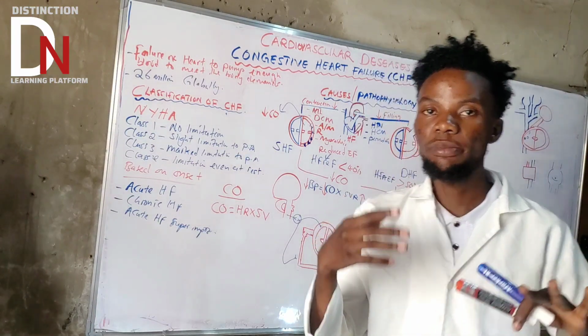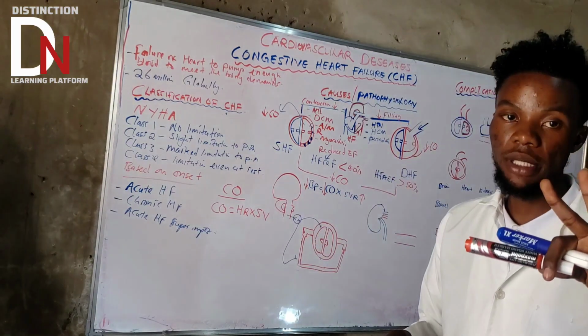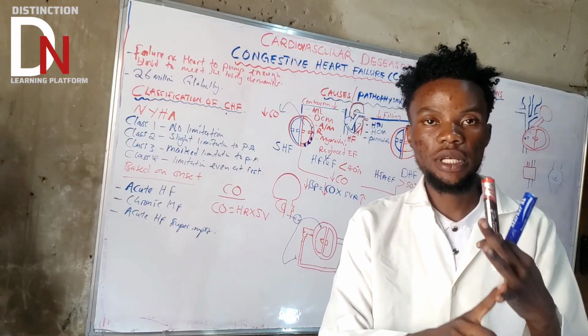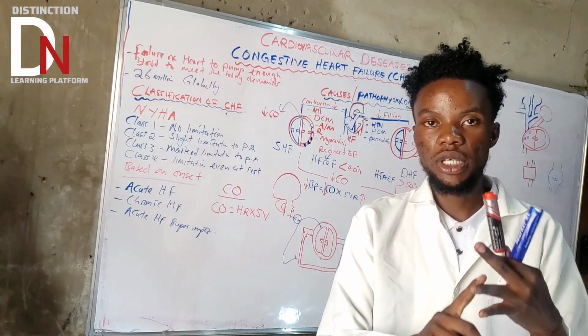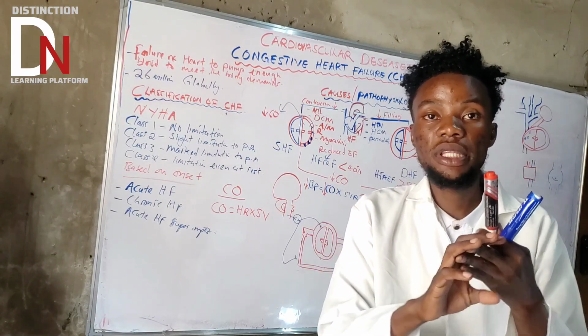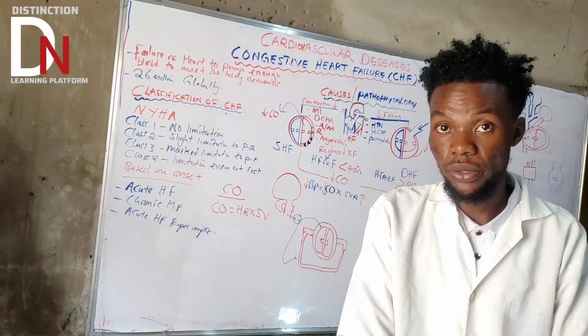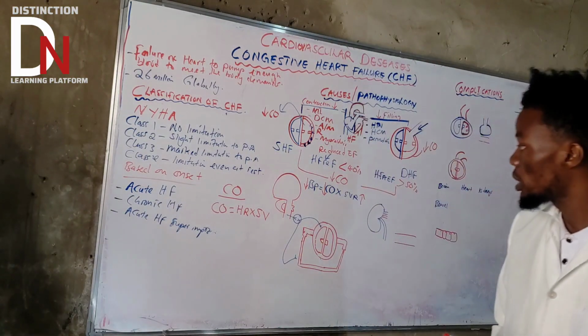Stroke volume is going to depend on three important things. It will depend on the afterload, the contractility, and the preload. Very, very important concept to understand.